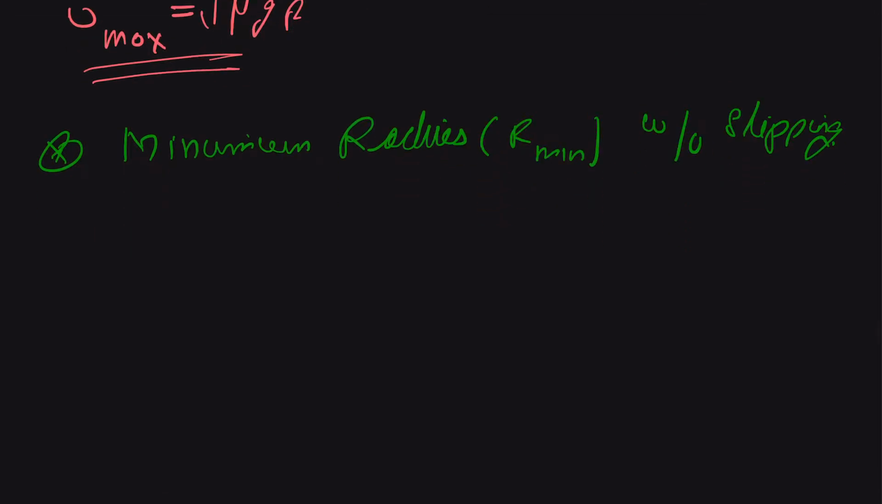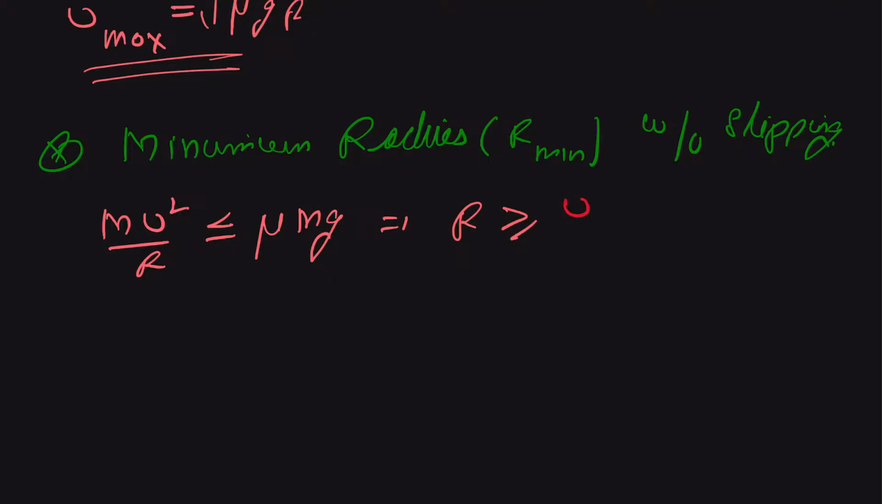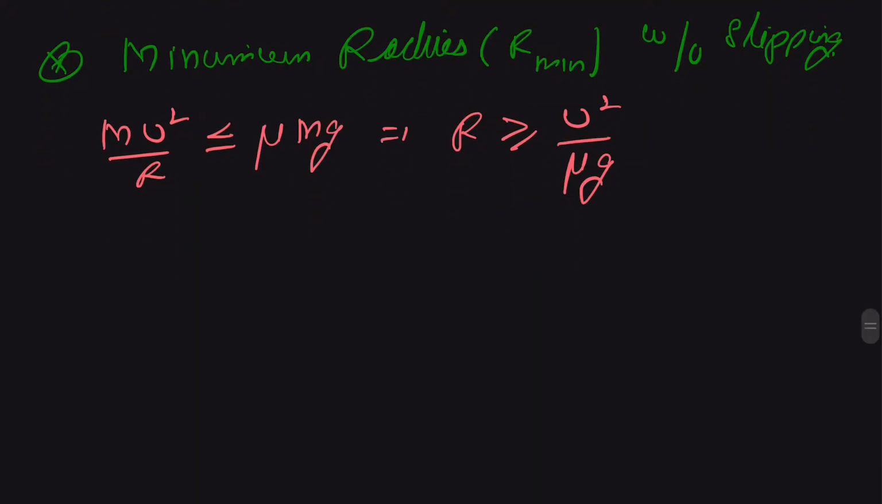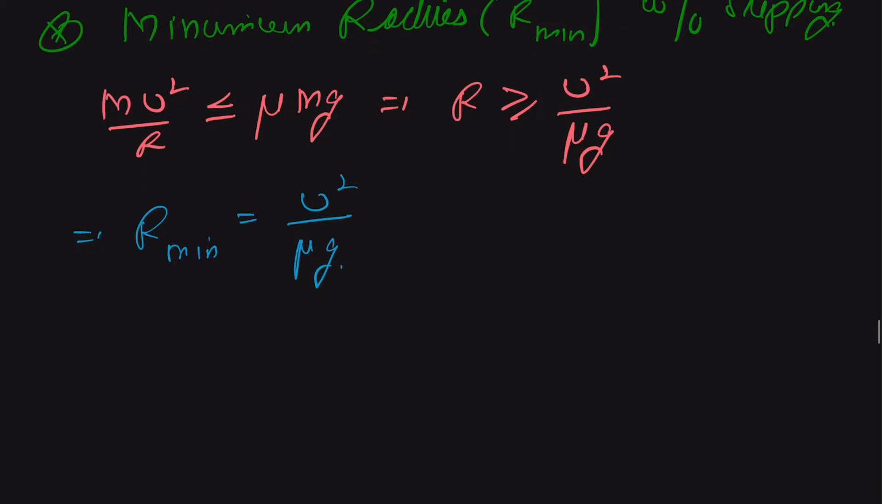And same condition we can use, that is our mv square upon r should be less than or equal to mu mg, and from here we can say that our r should be greater than or equal to v square upon mu g, and therefore we can say that the minimum value of our radius will be equal to v square upon mu g.